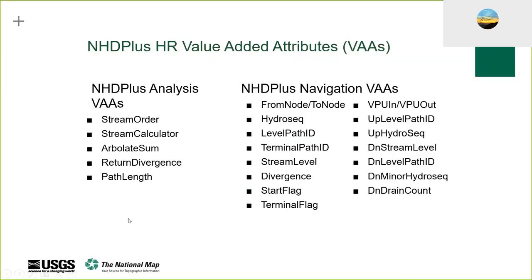The nice thing about being able to do navigation using attributes is that it basically boils down to a database query, something that's very easy to do over a web service, and it's not reliant on proprietary data structures. So that's a big advantage of being able to do network navigation with the VAAs.